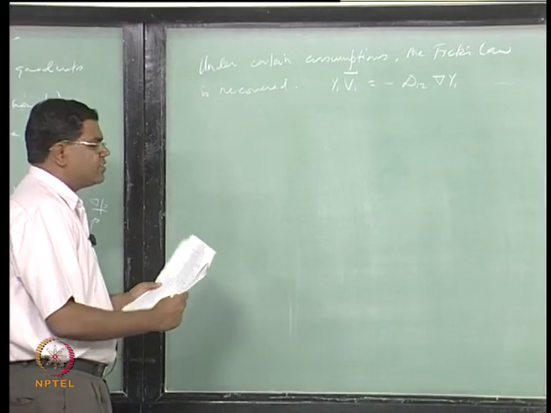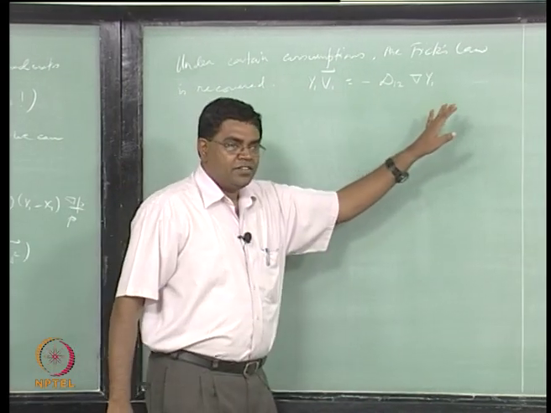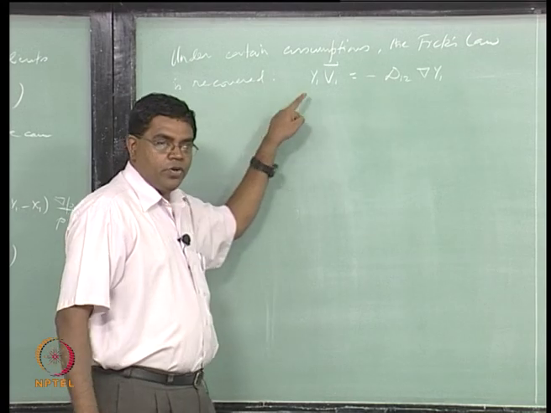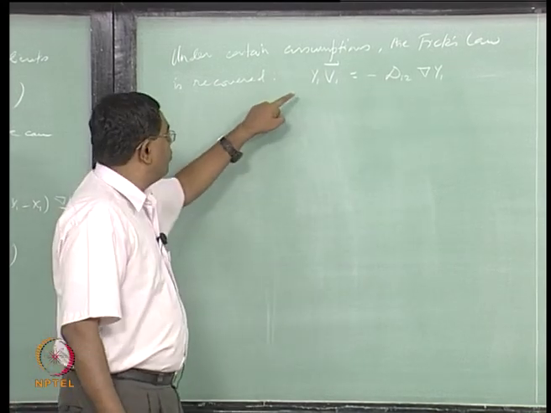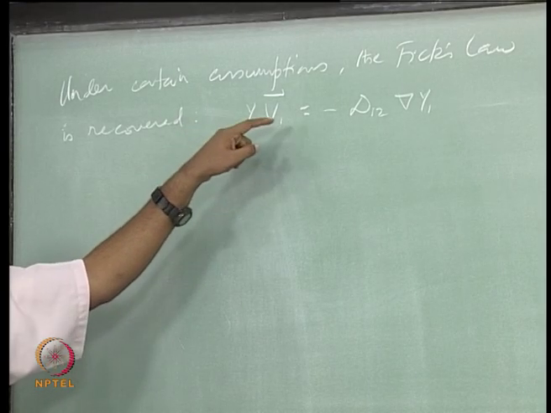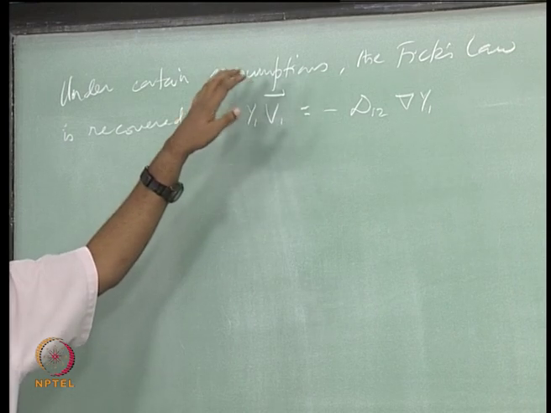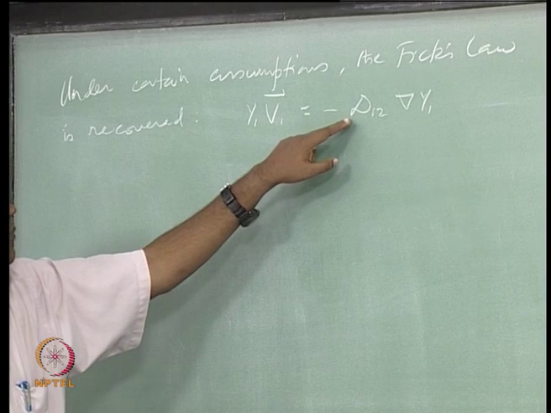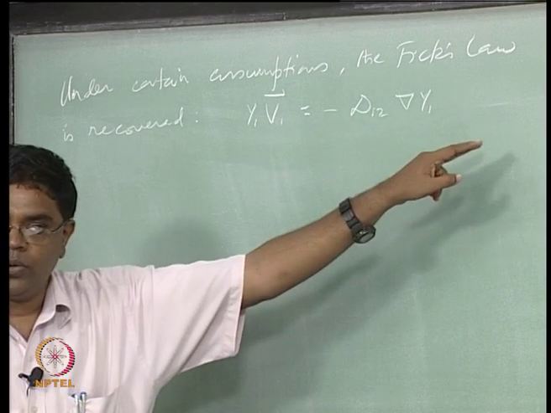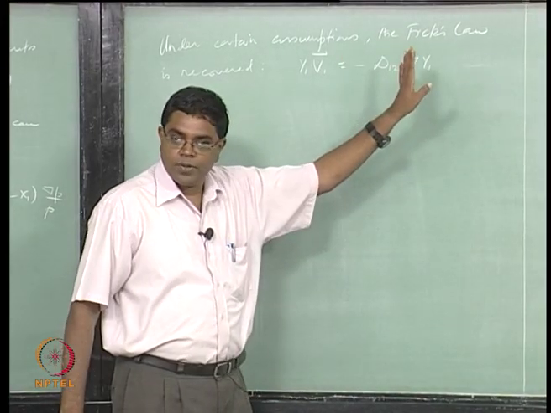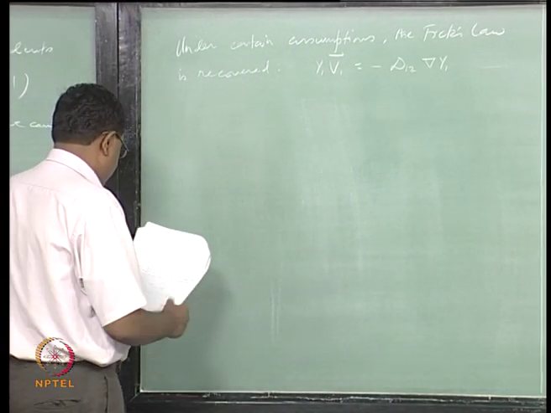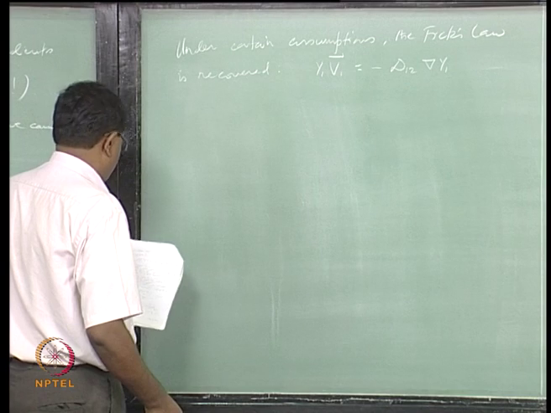Did we see this? Well, all you have to do is put in a rho on either side. If you now put in a rho, y1 becomes rho1, v1 vector becomes j1 vector, and that's equal to minus rho D12 gradient y1. That's exactly what we had before. So this is pretty much the same as what we saw for Fick's law.